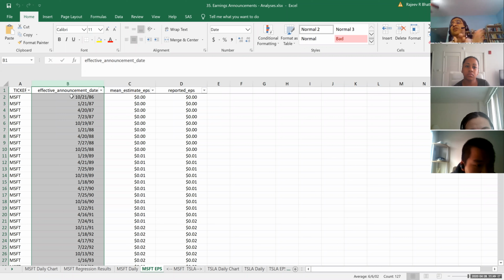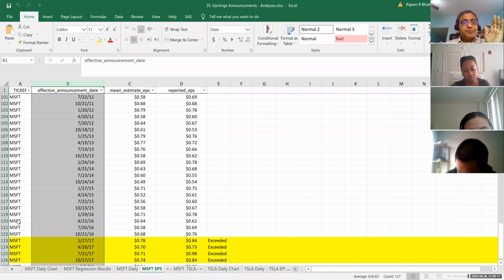The idea is if the announcement is made before 4 o'clock in the afternoon, during the market hours, then the announcement date is the effective announcement date. If the announcement happens after office hours, after market hours, then we say the effective announcement date is the next date. All right. So these are all of the data that you can see.